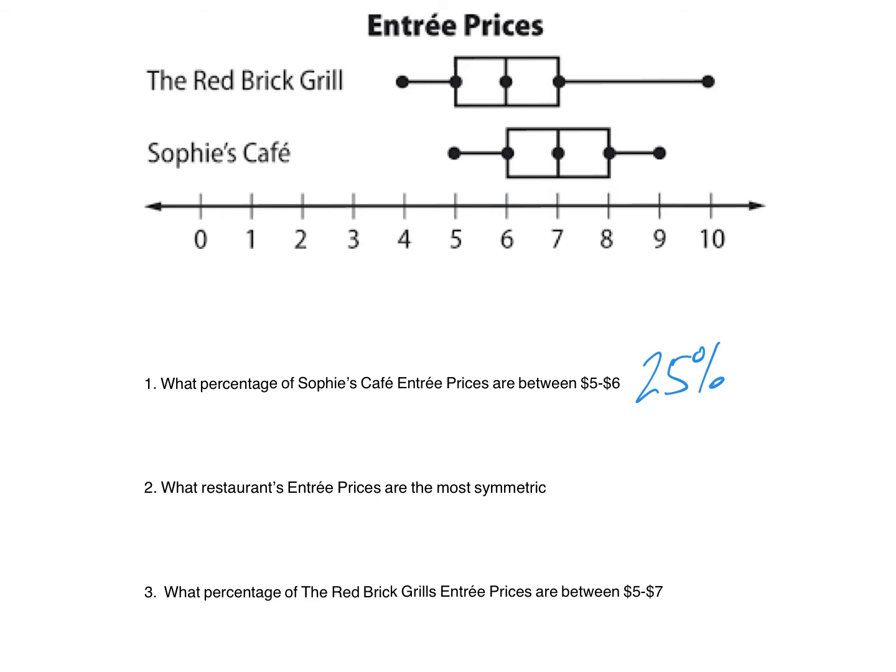What about what restaurant's entree prices are the most symmetric? So symmetric says this distance and this distance are the same, this distance and this distance are about the same. Same, same, same, same. It is no doubt Sophie's.